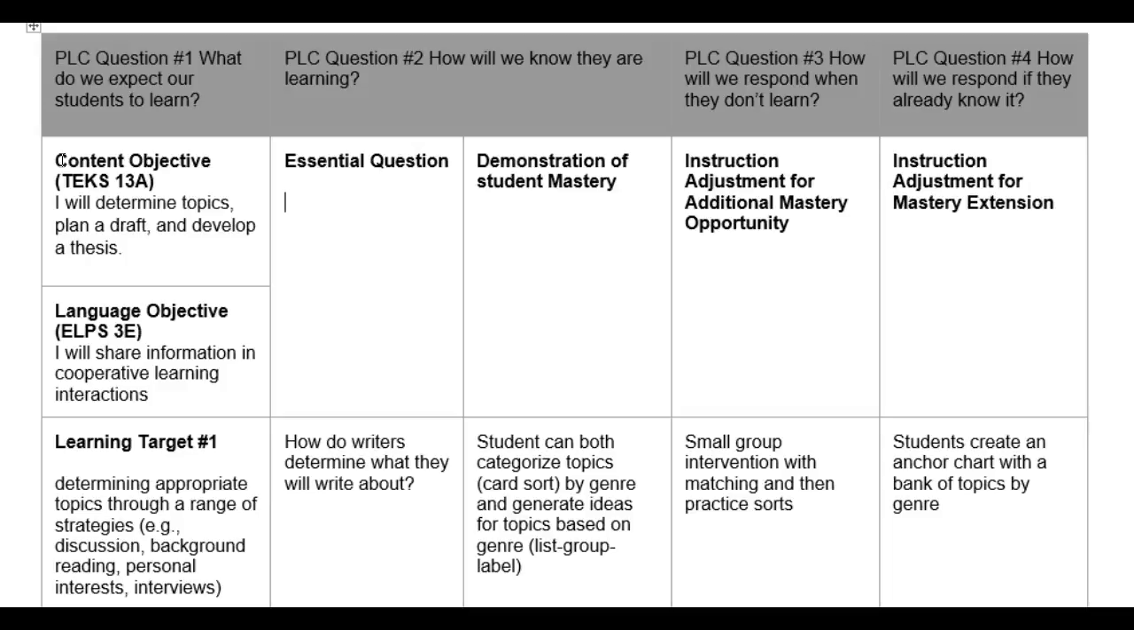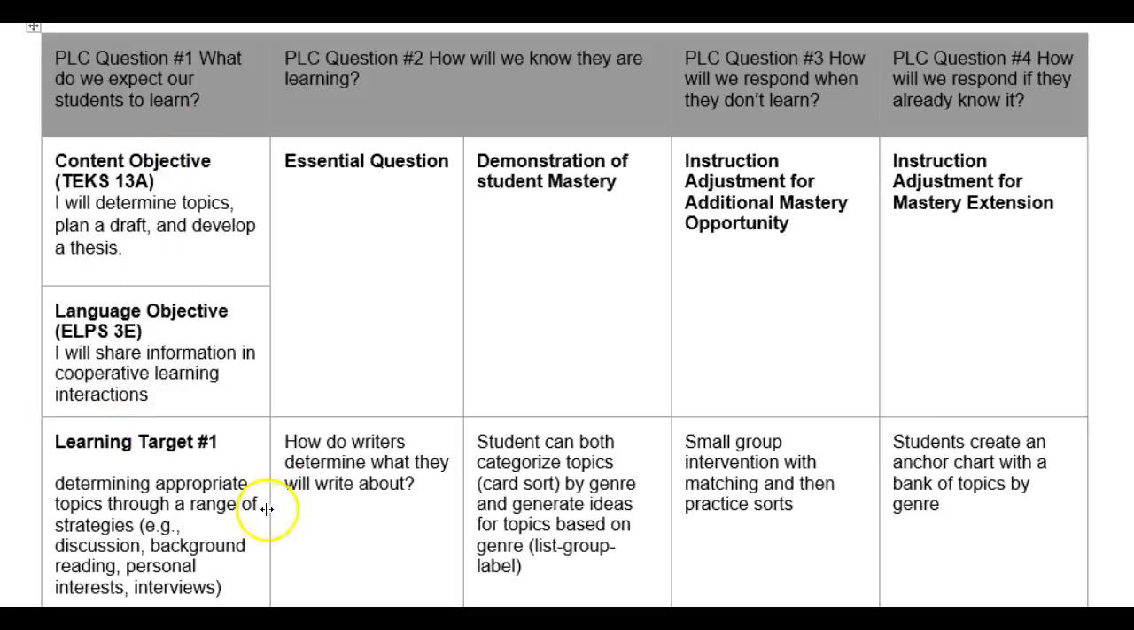Using 13A, which is relevant across the board, we have an example content objective. So based on the specific information from 13A, we have a concrete, precise, concise plan. We will determine topics, plan a draft, and develop a thesis. Our language objective comes from the ELPS. So using 3E, an example objective may look like, I will share information in cooperative learning interactions.